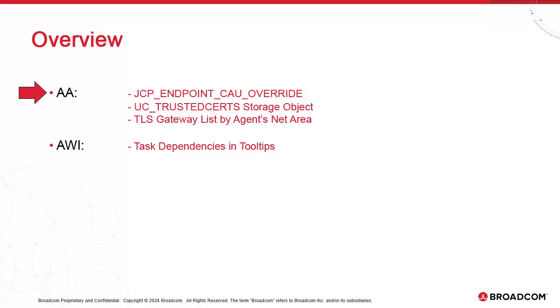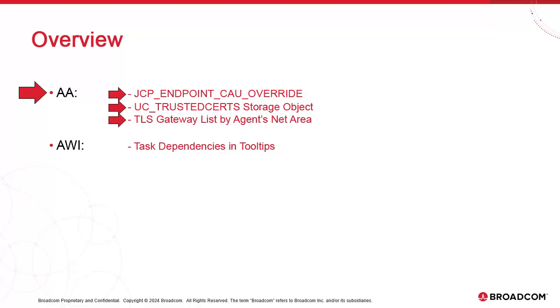In baseline Automic Automation, we should focus on the feature essential to the central agent upgrade. This only applies to the CAU process during an upgrade of non-TLS to TLS agents. We have a UC system settings value called JCP endpoint CAU override, which forces the CAU process to set a custom value for the JCP in the connection setting of the agent's INI file. We have a storage object called UC trusted cert, which allows us to store a certificate file in client 0, which all new agents downloaded in AWI will use.